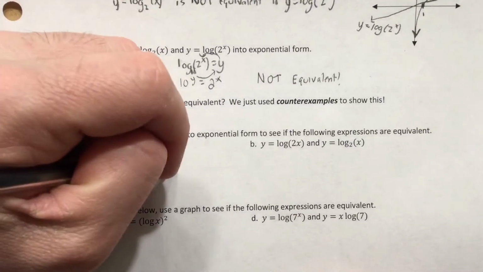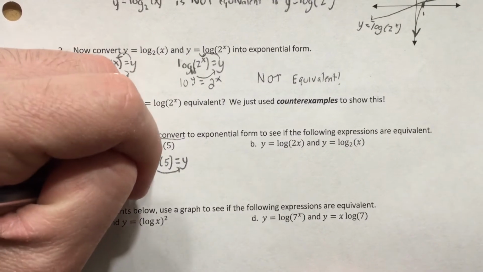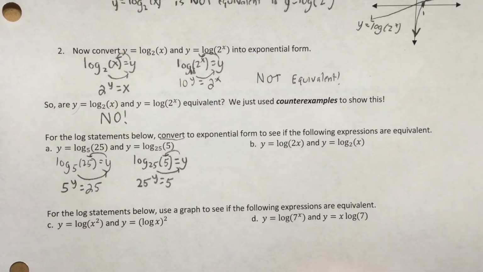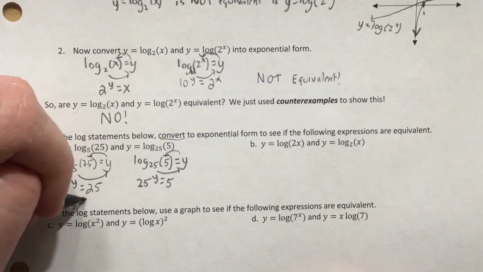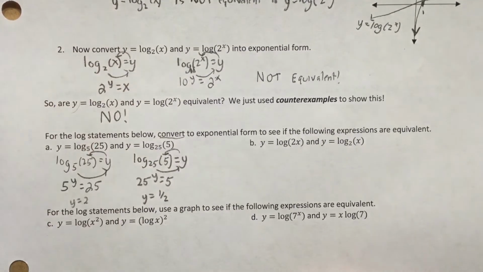For the next one, log base 25 of 5 equals y, I would have 25 to the y equals 5. And for that to be true, here y would have to equal 2, and here y would have to be 1/2 though, because it would be the square root. So these are not equivalent.